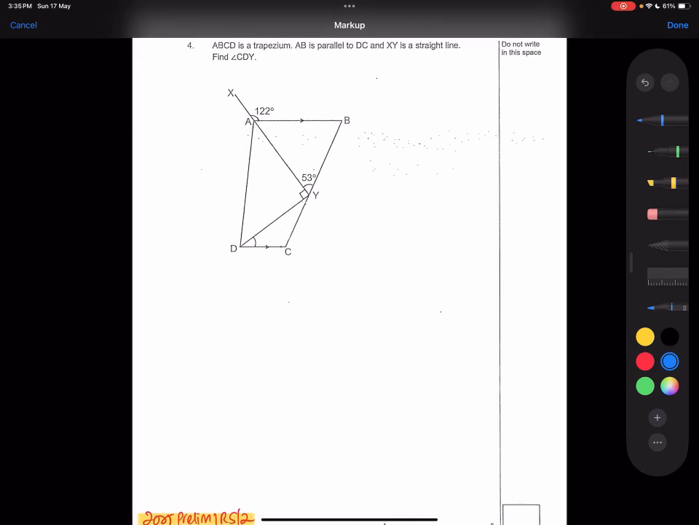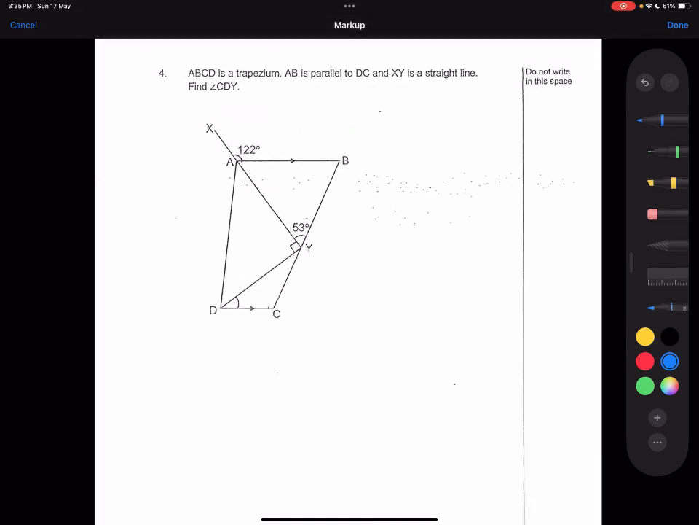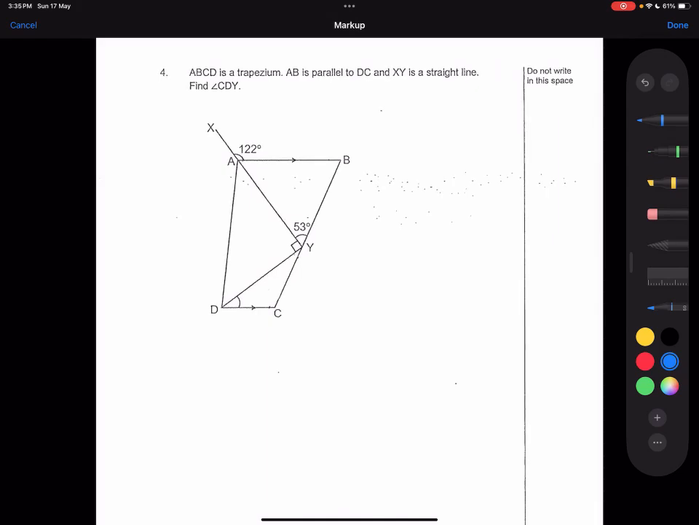2025 Prelim RS School Paper 2, Question 4. ABCD is a trapezium. AB is parallel to DC and XY is a straight line. Find angle CDY. CDY. Now, this is the angle we are going to look for.